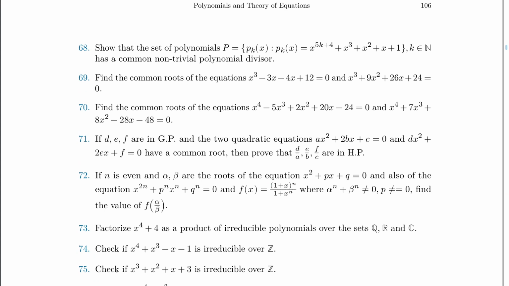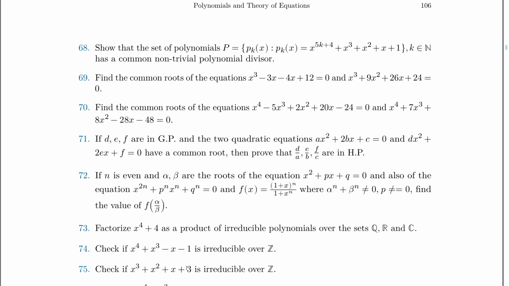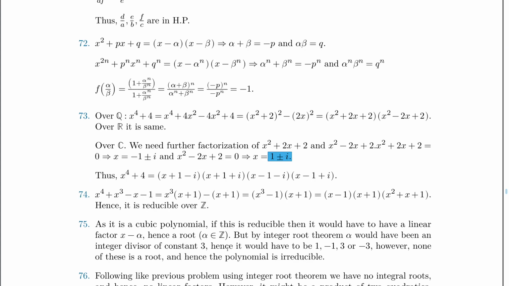Question 75 says that check if x cube plus x square plus x plus 3 is irreducible over Z. So it is a cubic polynomial. If this is reducible, then it would have to have a linear factor x minus alpha, and hence we will have a root alpha in Z. But by the integer root theorem, which we have studied, alpha would have to be an integer divisor of the constant 3. So it would have to be 1, minus 1, 3 or minus 3.